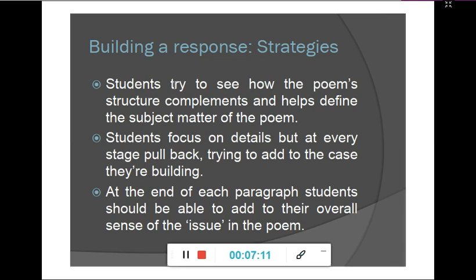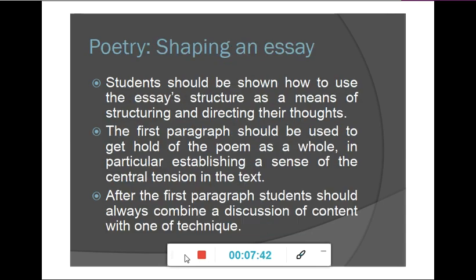You also try to see how the poem's structure complements and helps define the subject matter of the poem. Students also follow details at every stage, pulling back, trying to add to the case they are building. At the end of each paragraph, what should I do? You should be able to add to your overall sense of the issue of the poem. So these are a few strategies regarding how you should build your response.